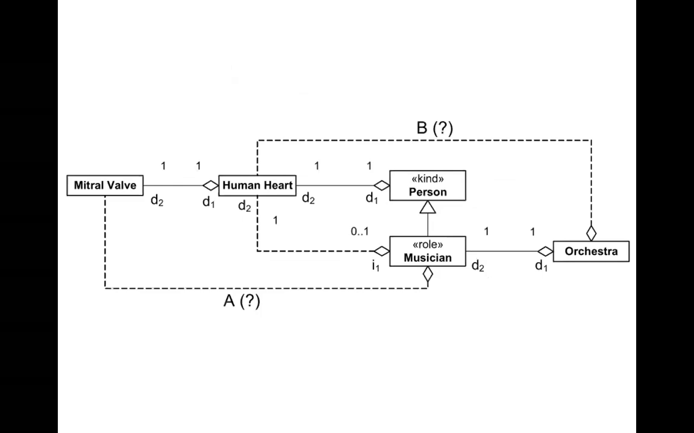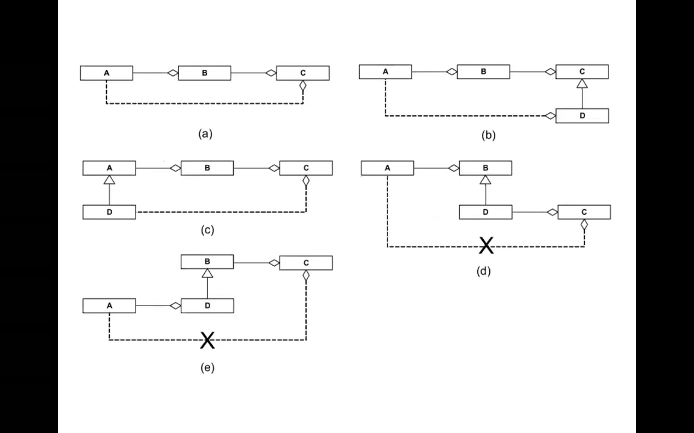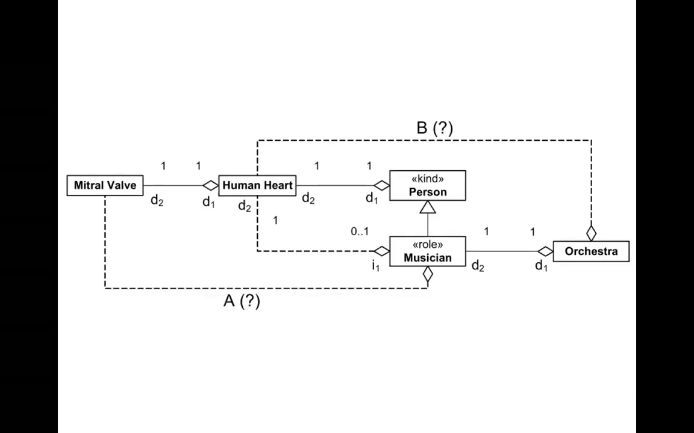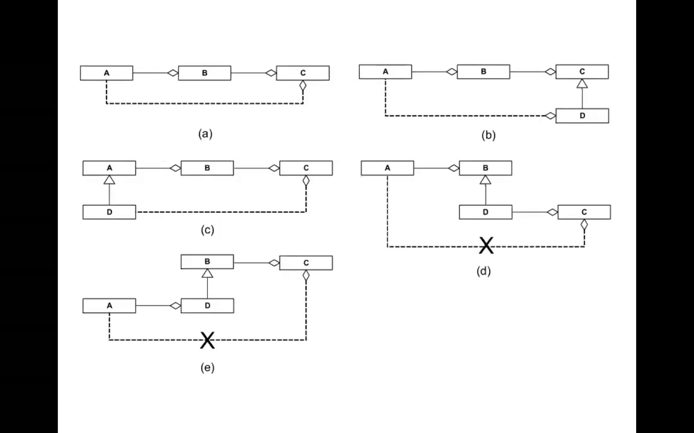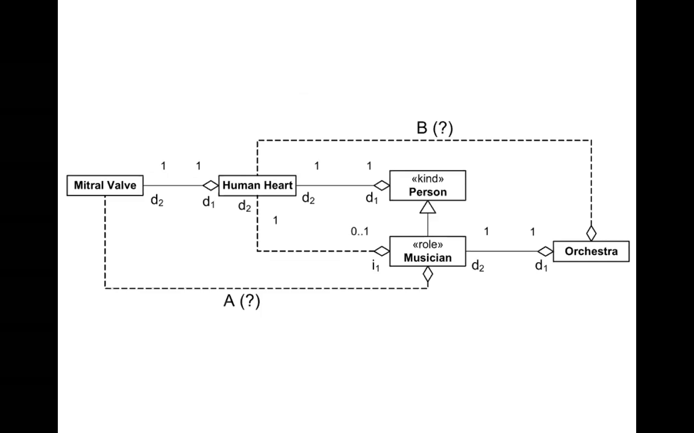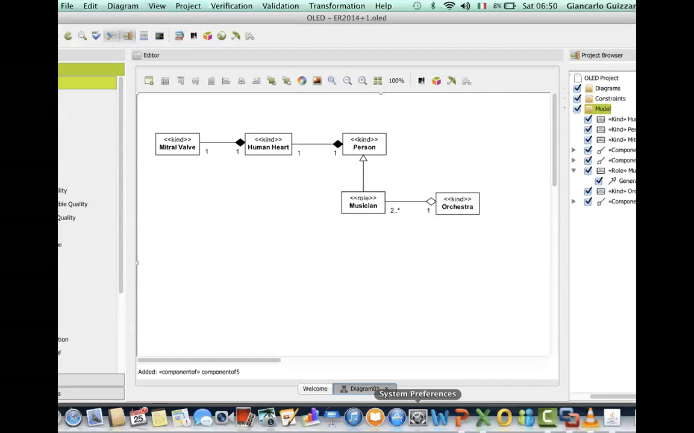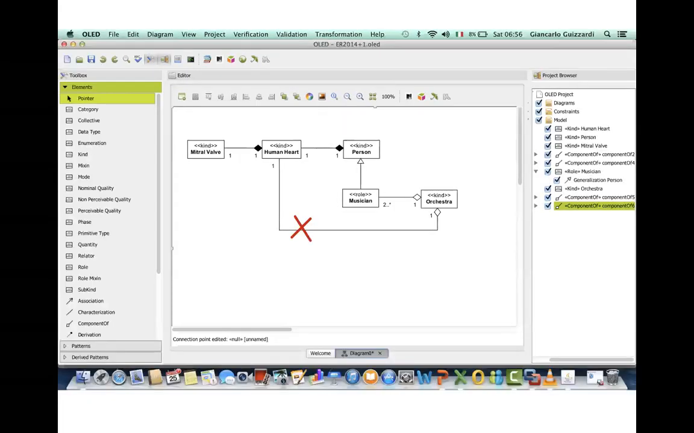So for example, here I have the mitral valve, which is part of the human heart, which is part of the person. A musician is a person, and the musician is part of the orchestra. So you want to know, is the mitral valve part of the musician, and are the human heart and the musician part of the orchestra? In the former case, you can derive that because it's an instance of the case B. And in the second case, you can block that because it's an instance of D, right? And of course, this is a trivial example, but imagine that you have multiple levels of specialization, right? And multiple levels of combined part-whole relations. Then you need a tool to infer the relations, right? That should be inferred, and that will block the relations that shouldn't be there.